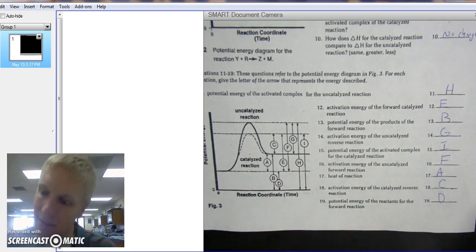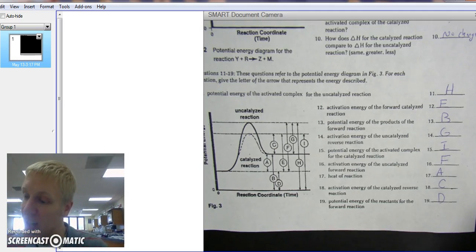And that is how you understand potential energy diagrams.